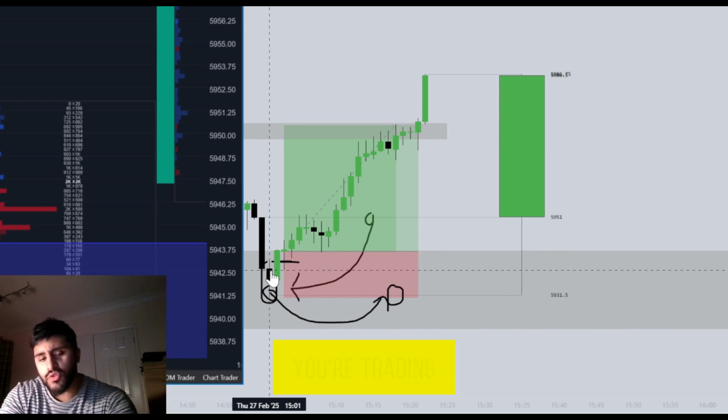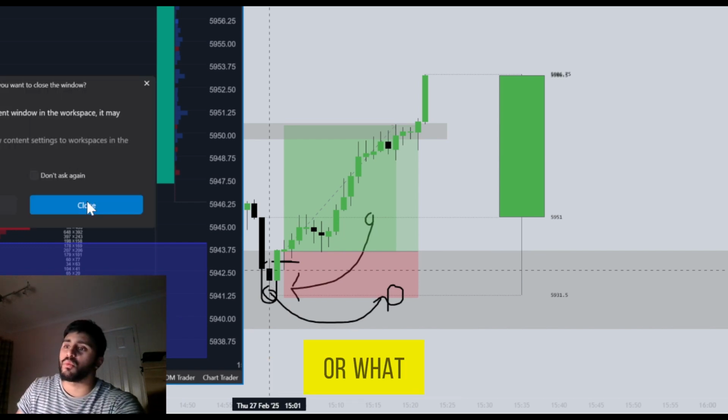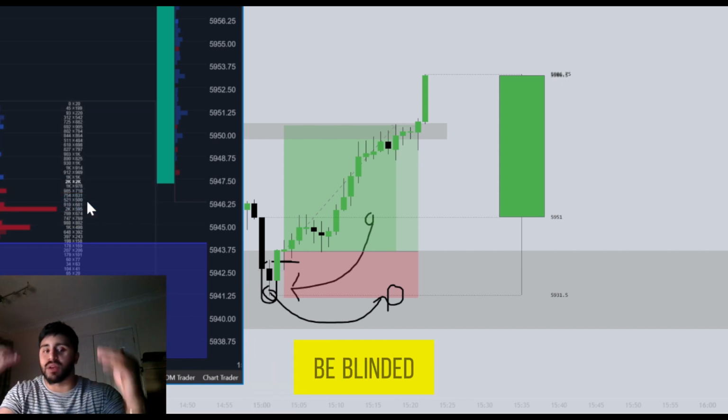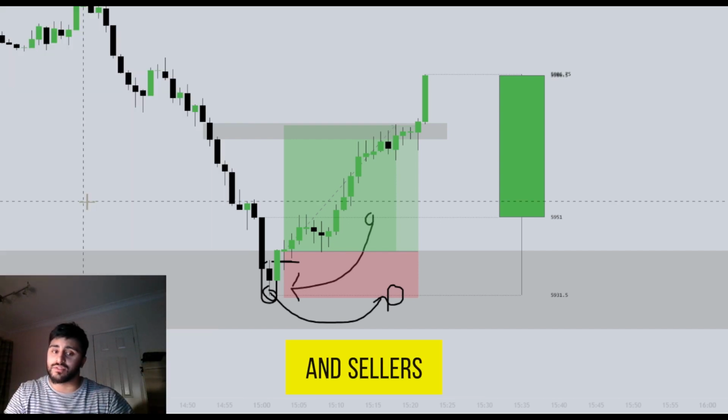So whenever you're trading and you're stuck on what indicator to use or what fair value gaps to use, always remember your trading will probably be blinded unless you're reading the interaction between buyers and sellers, right? So that's a quick trade recap I wanted to give people.